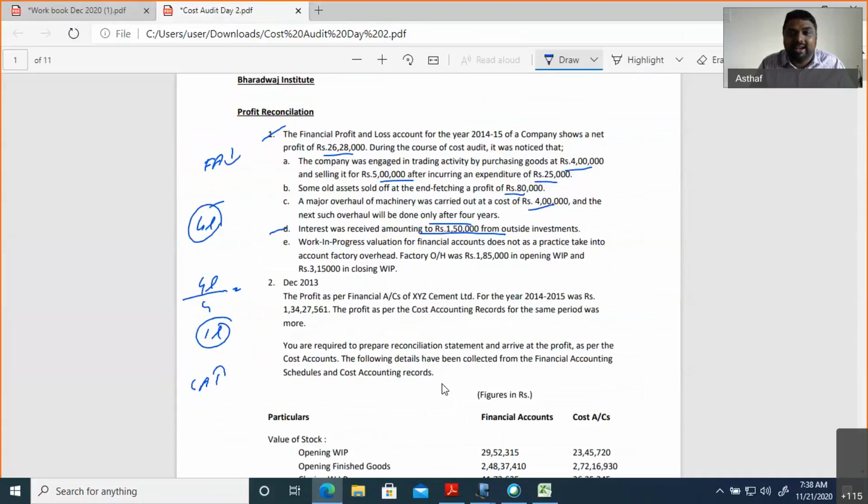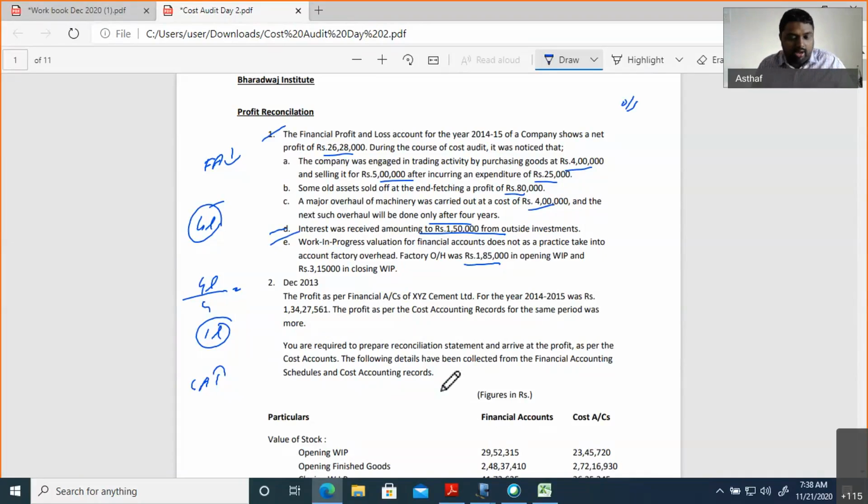Now, the next item, this is very, very important, that is stock adjustment. What is the stock adjustment? Work in progress valuation for financial accounts doesn't take into account factory overhead. Factory overhead is 1 lakh 55. That means it is not taken into account in financial accounts.